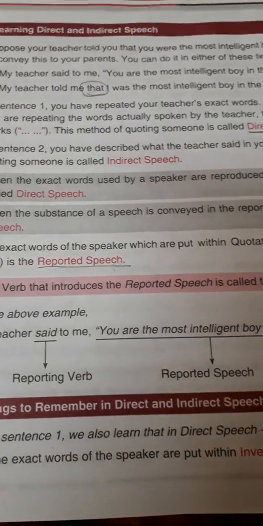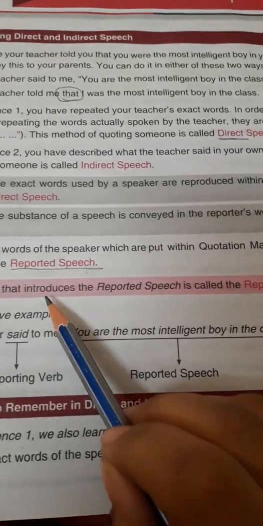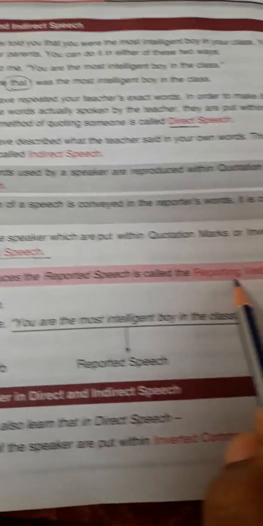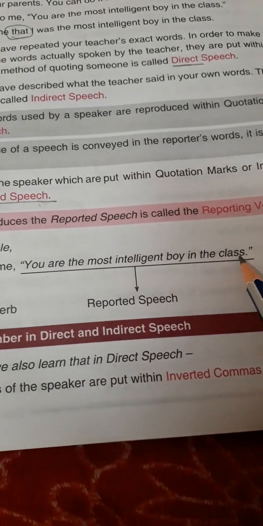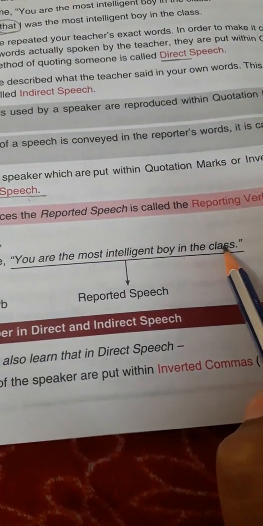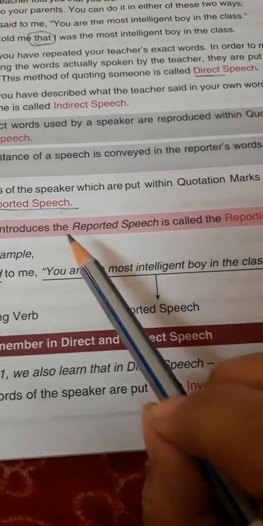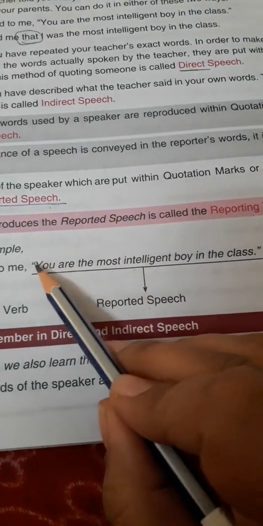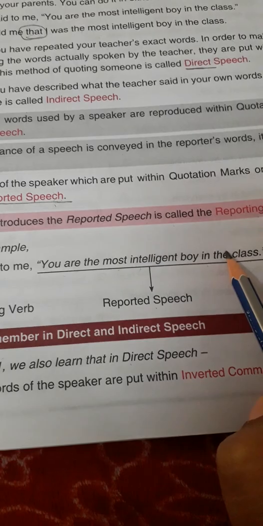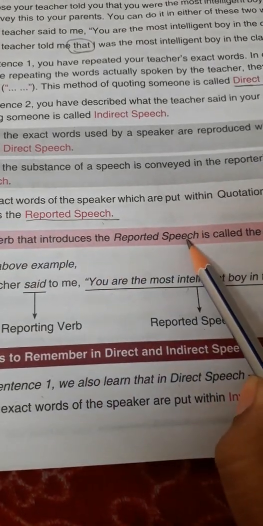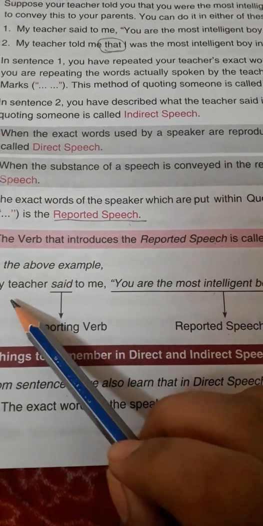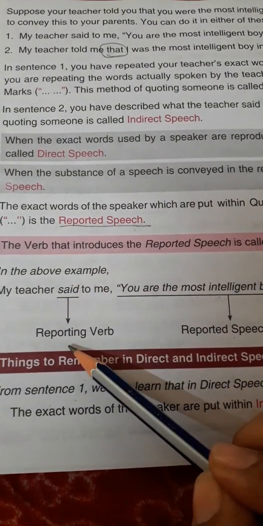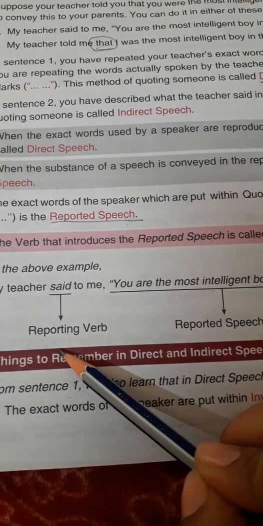Now, the verb that introduces the reported speech is called the reporting verb. See here, my teacher said to me, "You are the most intelligent boy in the class." Now, "you are the most intelligent boy in the class" is the reported speech. As I told you, the exact words of the speaker when they are expressed within the quotation marks or inverted commas are the reported speech. And the verb that introduces the reported speech is called the reporting verb. Now, which verb is introducing this reported speech? Said. My teacher said to me. So, here said is the reporting verb.